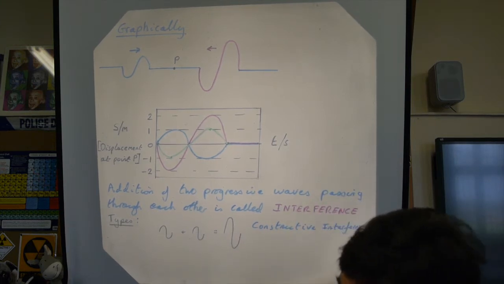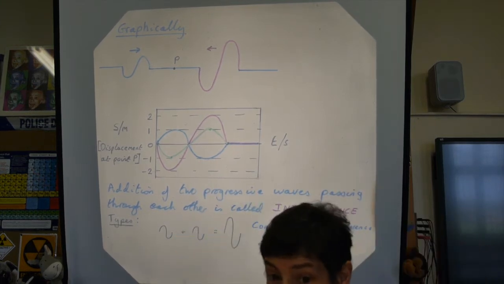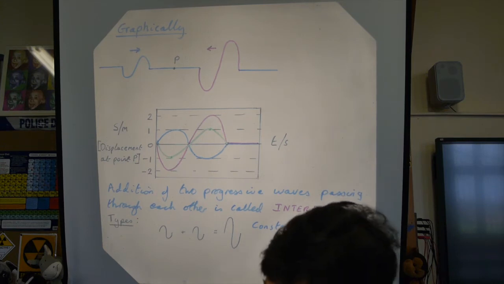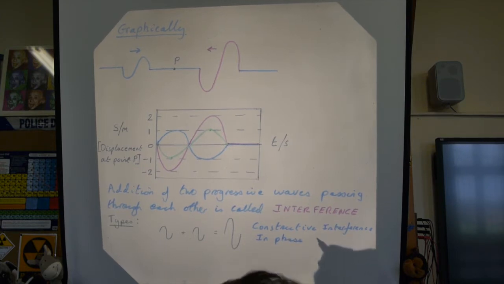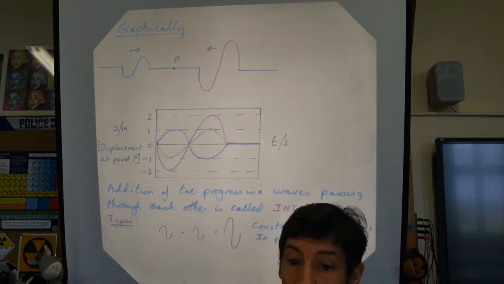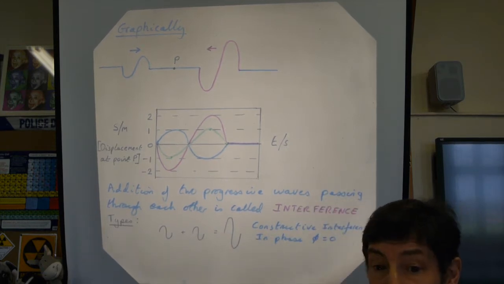And that happens when one wave is going up and the other one is going up. It doesn't have to be by the same amount, but it means they are in phase. In other words, the phase angle, phi, between them is 0 degrees or 0 radians.